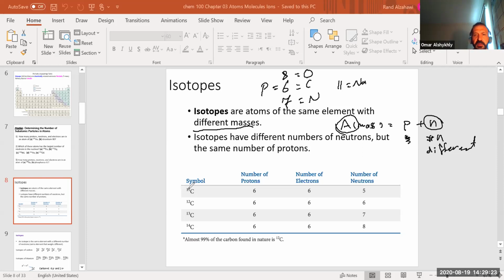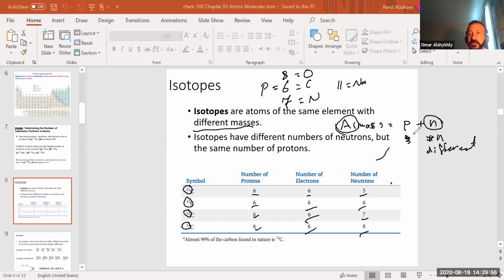Let's look at this example for carbon. We have carbon with mass 11, carbon with mass 12, carbon with mass 13, and carbon with mass 14. Now, the number of protons is 6, 6, 6, 6. It is the same because it's carbon. Number of electrons, if it's neutral with no charge, is also 6, 6, 6, 6. Now, what about the number of neutrons? Because it's an isotope, here will be 5 neutrons, 6 neutrons, 7, 8. How will you find that?